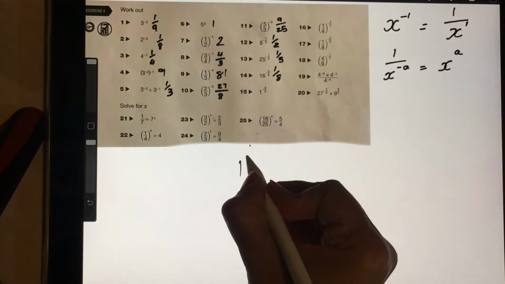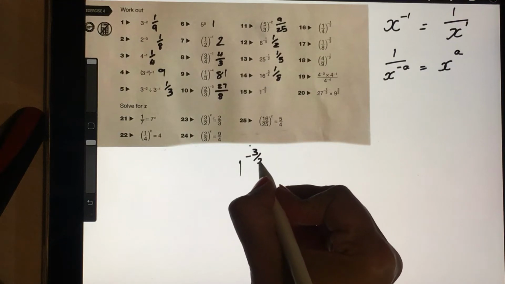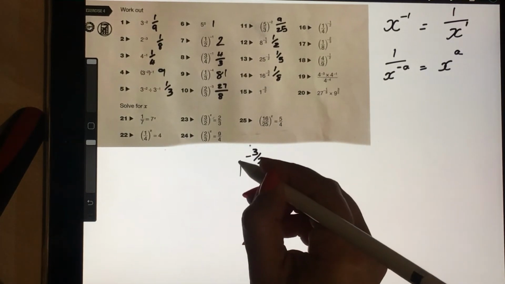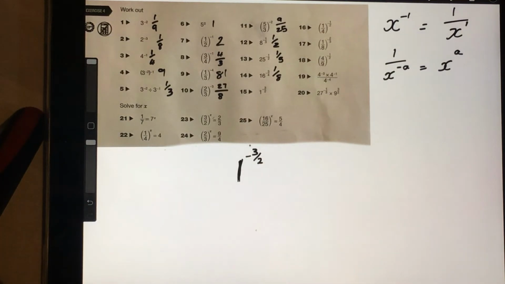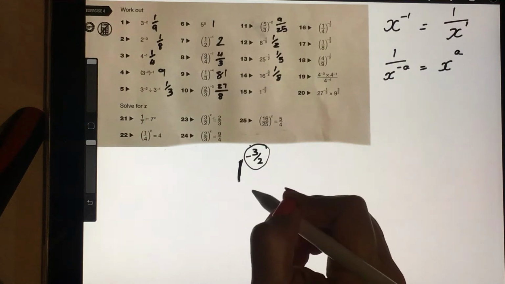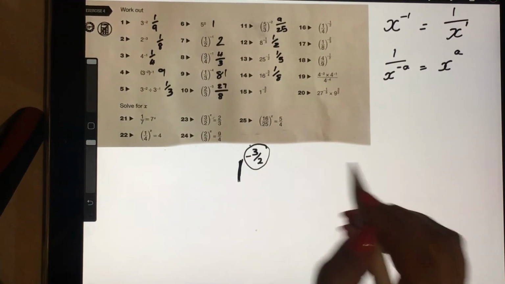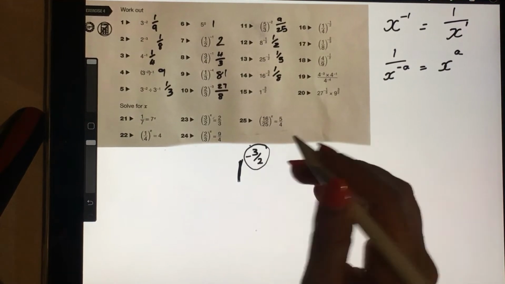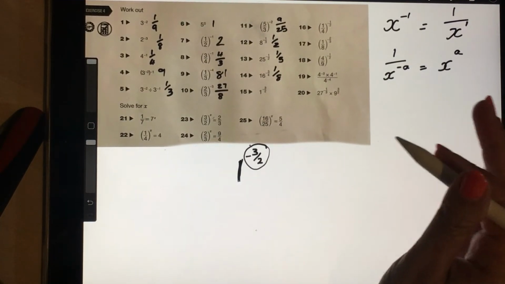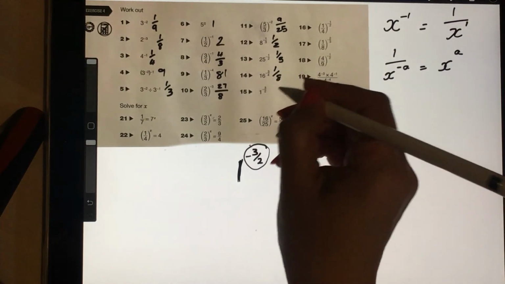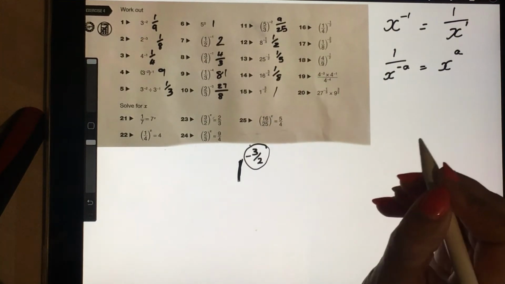We've got 1 to the power of minus 3 over 2. Now, whenever you see a 1 as the base number, this whole part can be disregarded, because 1 to the power of anything is always just 1. Because it doesn't matter how many times you multiply 1 by itself, the answer is still only 1. So your answer for number 15 is a simple 1.